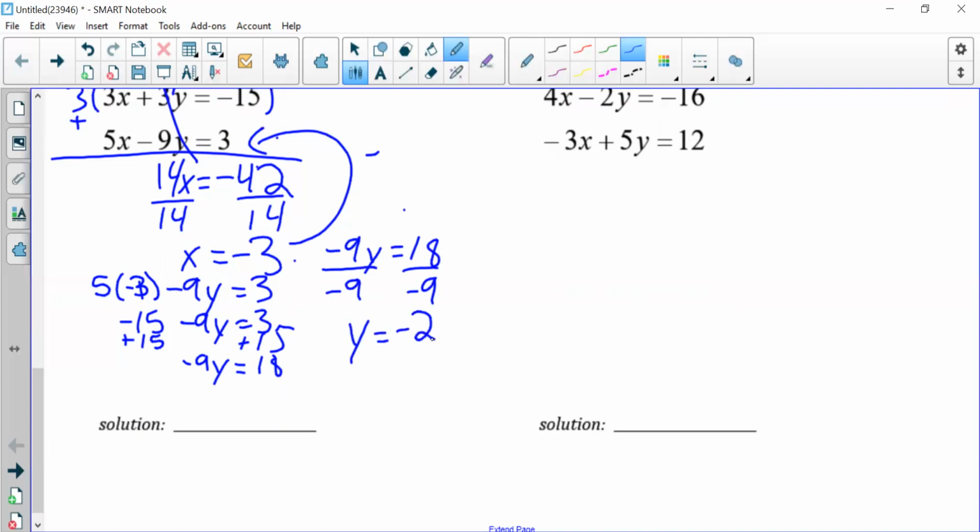All right, once again, our answer is a point. It's a coordinate. So let's plug these guys in. So my coordinate is negative 3, negative 2.